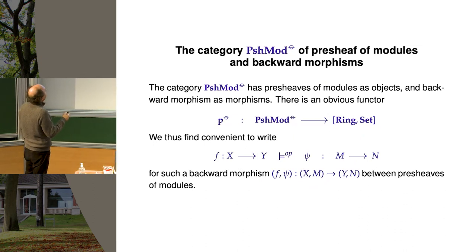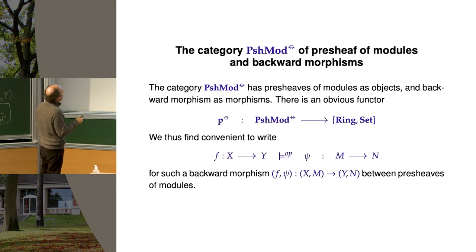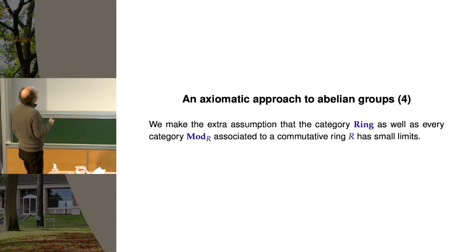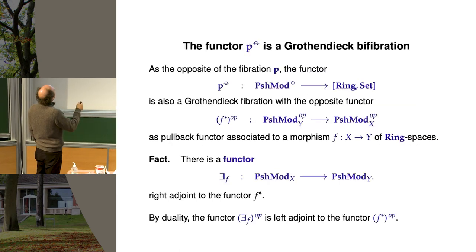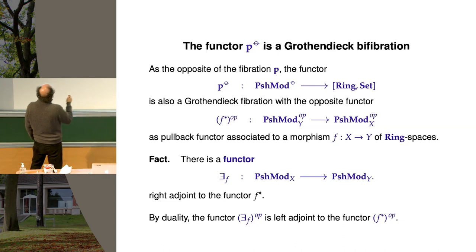And what is nice is that, again, there is an obvious functor from presheaves of modules with backward morphisms into the category of covariant presheaves. And in that case, I will write this notation. It's the same as before, except that I write up here, just to say that this is upping. And now, if we make the extra assumption that the category of rings, as well as every category of R modules, has small limits, then in fact we get a Grothendieck bifibration. So this functor that we have is not just a fibration, it's a bifibration.